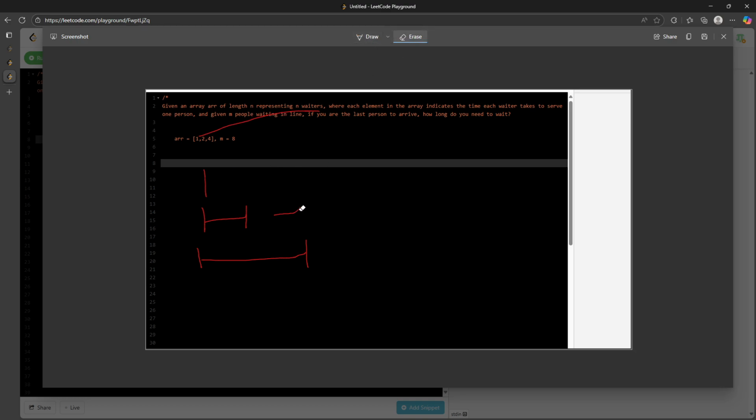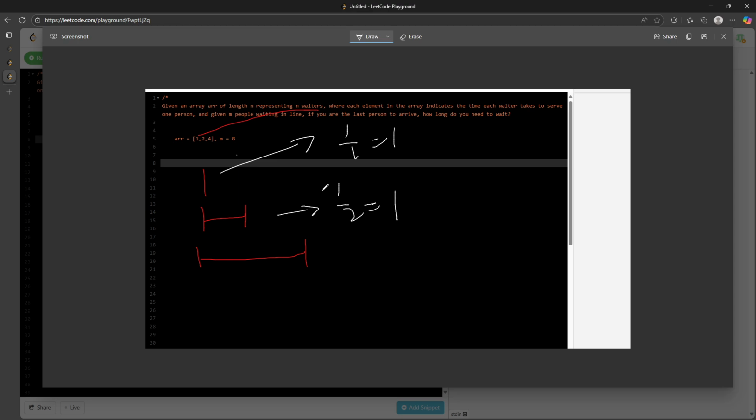Think about this as how they serve each person. This is like 1/1, one waiter serving one customer, so the velocity is 1. This one is one waiter serving for 2 minutes for one person, so it's 1/2. And then this will be 1/4, something like this. All right, so this is a high-level explanation.